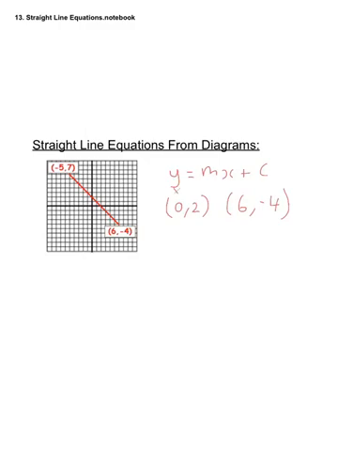Okay, so this is my x1, my y1, my x2, and my y2. So my gradient is going to be y2, negative 4, take away y1, which is 2, over x2, which is 6, take away x1, which is 0. Giving me an answer of minus 6 over 6, or if you realize they both divide by 6, minus 1 over 1, which is just minus 1.